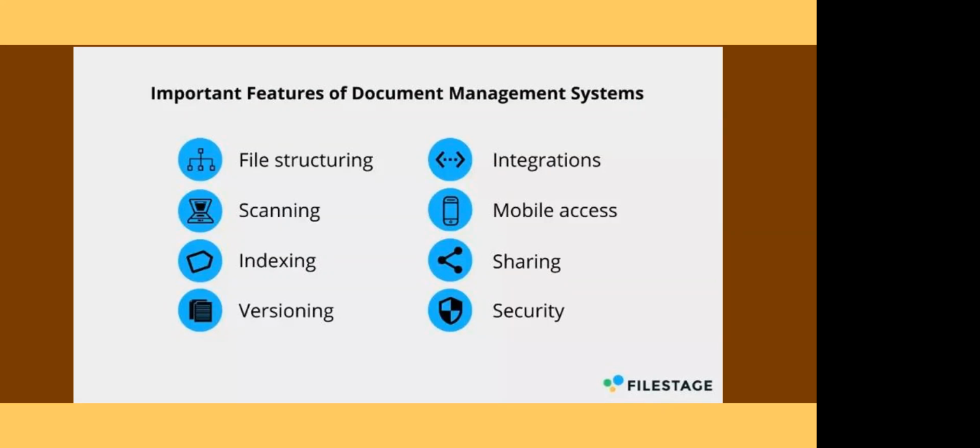You're not confined to just your home or your office, or just a computer. For instance, you want to have your file structuring, which may be in the cloud. File structuring is how you structure your files in the cloud or on your system between the different folders that you may have. You can scan using a big copier, printer, fax, or you may just use your mobile scanner. Indexing, versioning, integrations, mobile access, sharing, security.